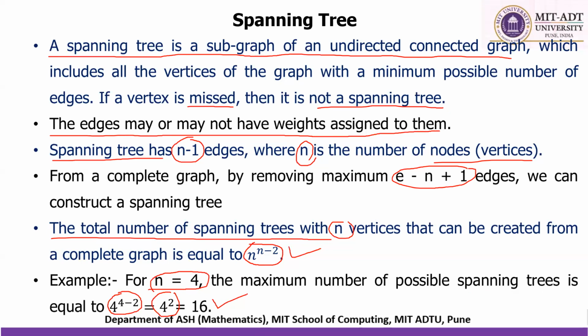So if we are given the value of n equal to 4, then we are able to get a total of 16 spanning trees from the complete graph. We will take an example.